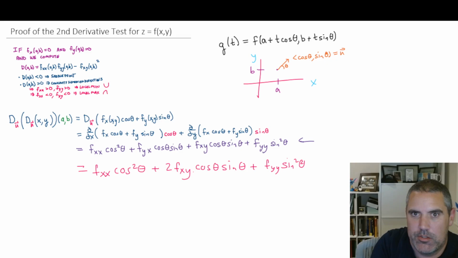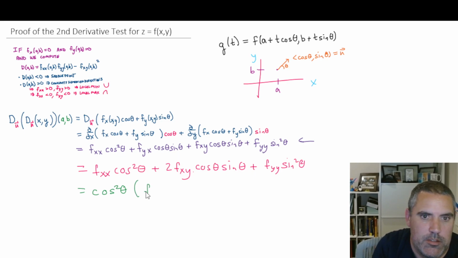And this is the challenge. But I realized that maybe part of the challenge was that I had sines and cosines. So the idea I had was, what if I pull out a cosine squared? Just to make our lives a little easier. And it actually makes things quite a bit easier, as I'll show you here.